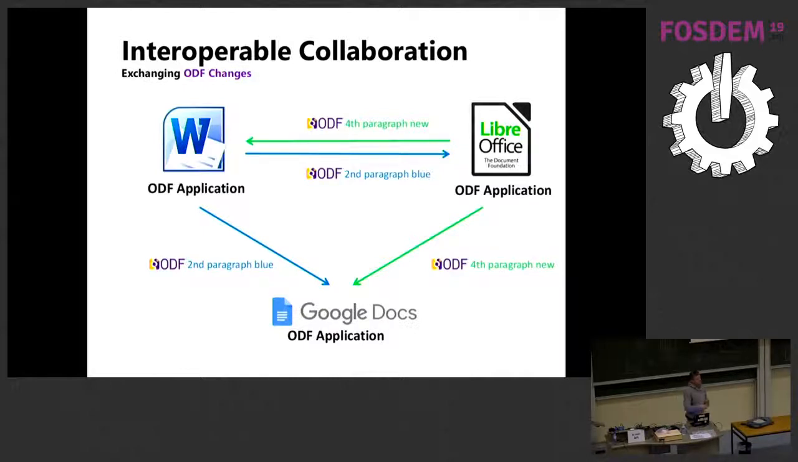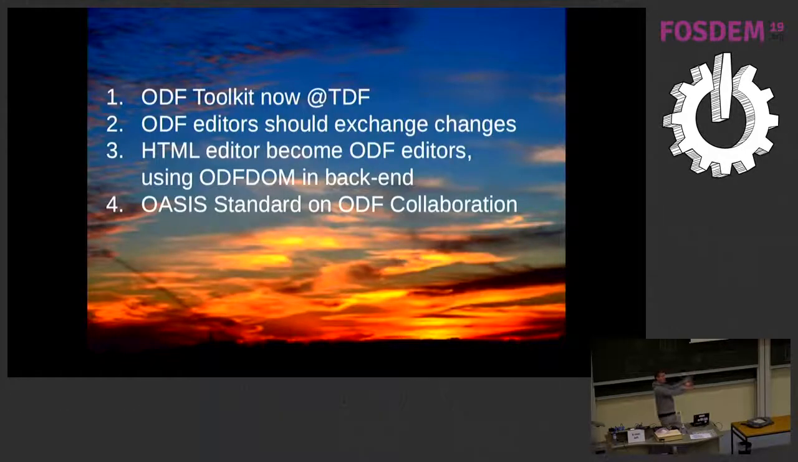This might become the next prototype model to get some ecosystem running to get this merging done and so on. So if I were done right at sunset and said everything is wonderful, the first thing is done, we have the TDF, that's great. Then, of course, ODF editors should not exchange documents. This is like sending not commits but zipped repositories. And then these HTML editors become ODF editors, so we enlarge ourselves by using this in the backend. And finally, there would be an OASIS standard. Thank you for listening. Next is Björn.